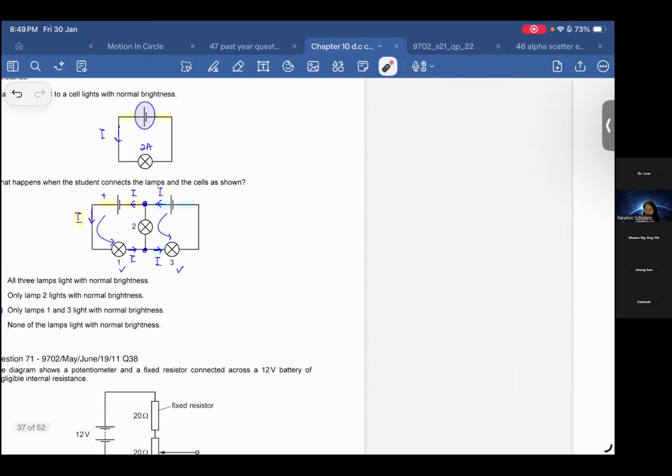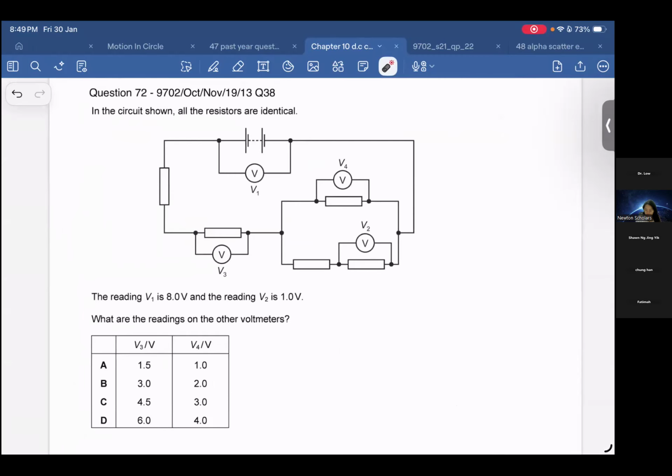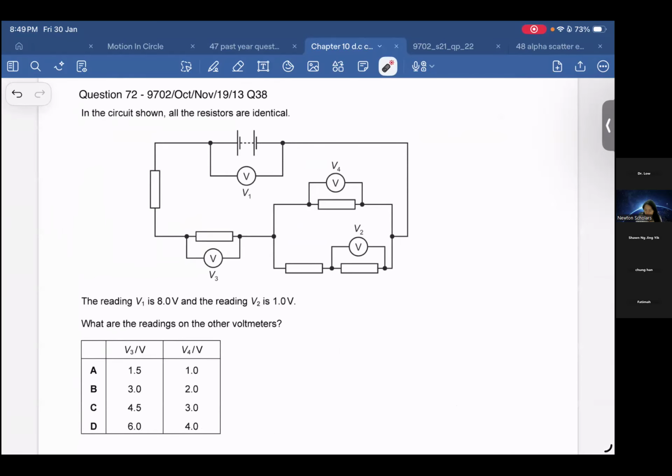Okay, let's go. Okay, can you guys try? Wow, so many resistors and they are not labelled. So what should we do? Actually, it's the same thing. Okay, try. But then they want you to find V1. V1 is 8 volt, so I label here 8 volt. V2 is here 1.0 volt. What is the reading for the others? Can you try?